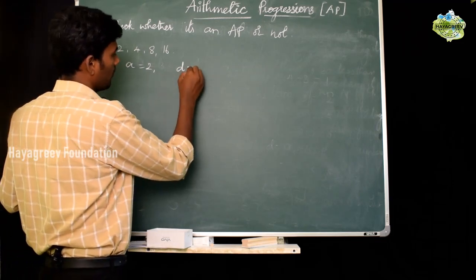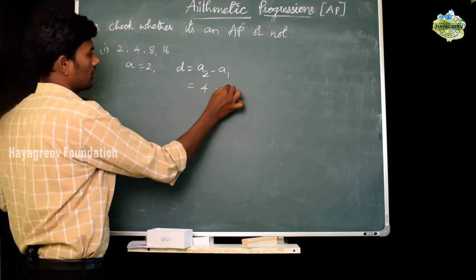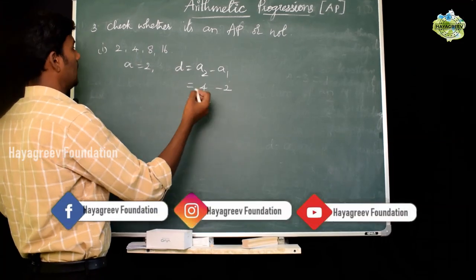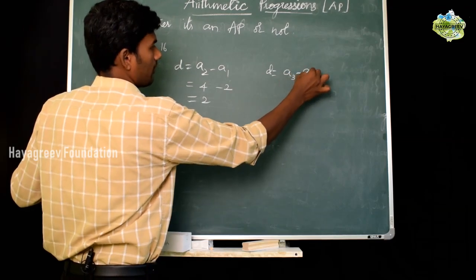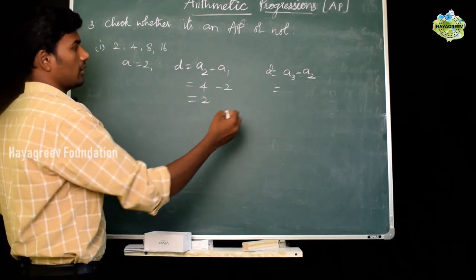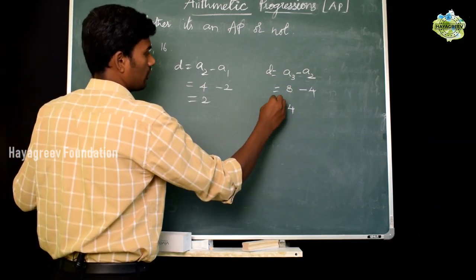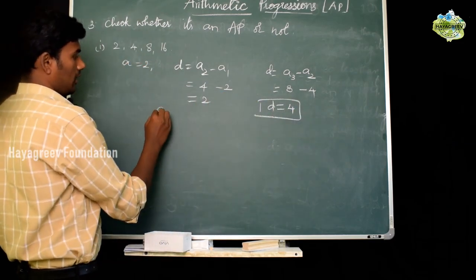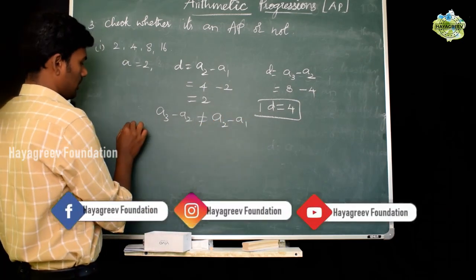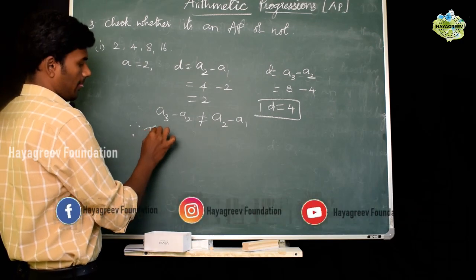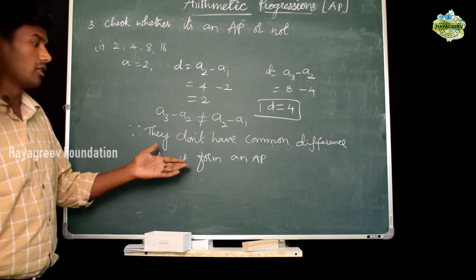So D is equal to A2 minus A1. A2 is 4, A1 is 2. Okay, D is 2. And next, D is equal to A3 minus A2. A3 is 8, A2 is 4. 8 minus 4 is 4. So A3 minus A2 is not equal to A2 minus A1, since they don't have a common difference. Since they don't have a common difference, it doesn't form an AP.